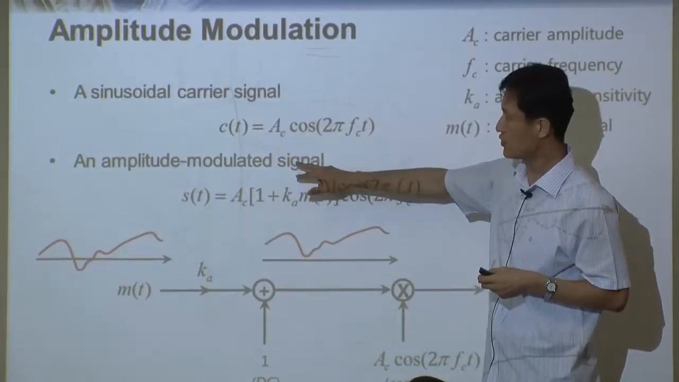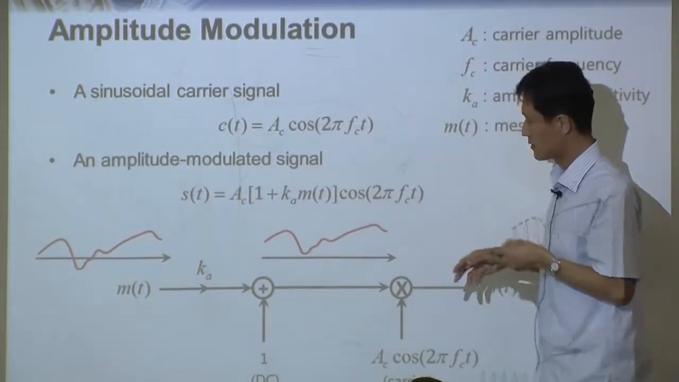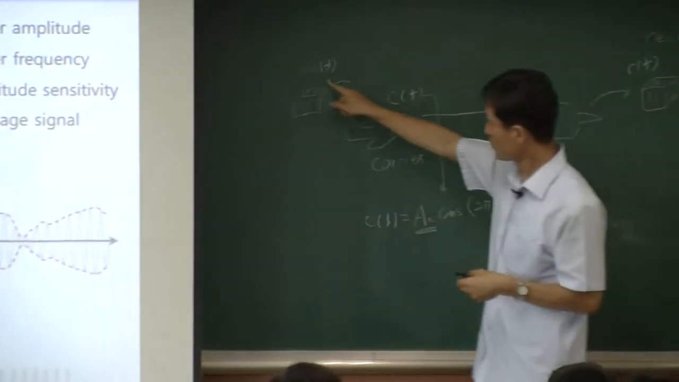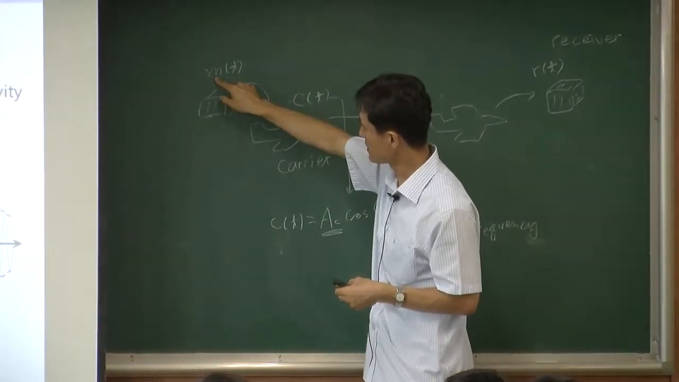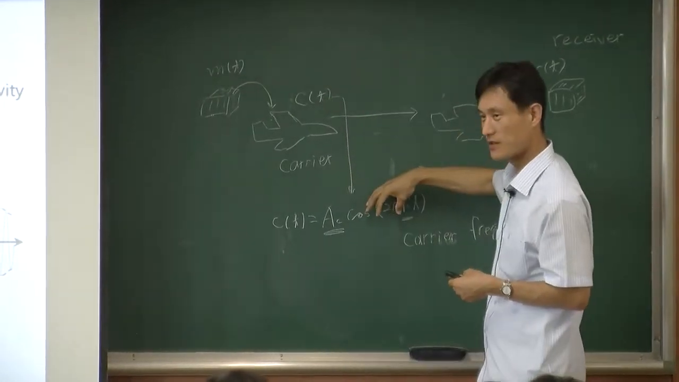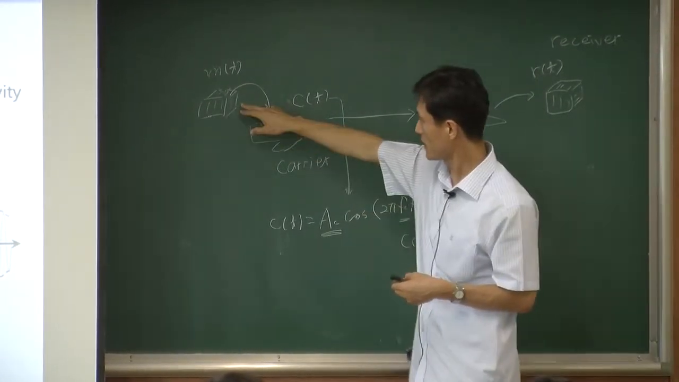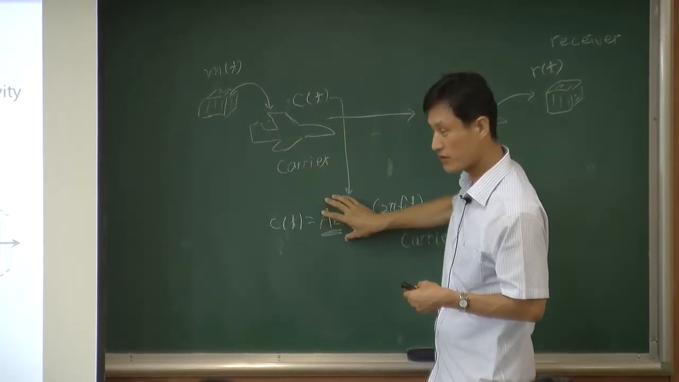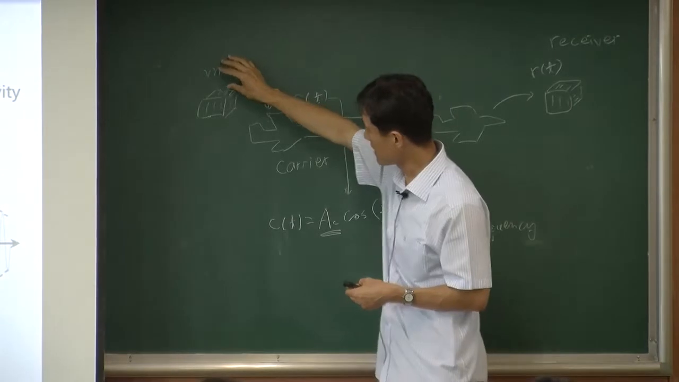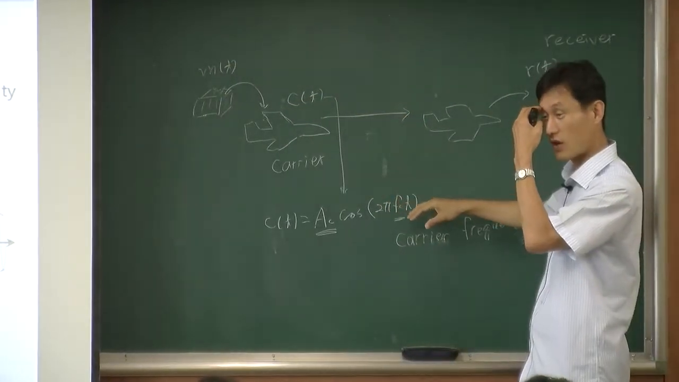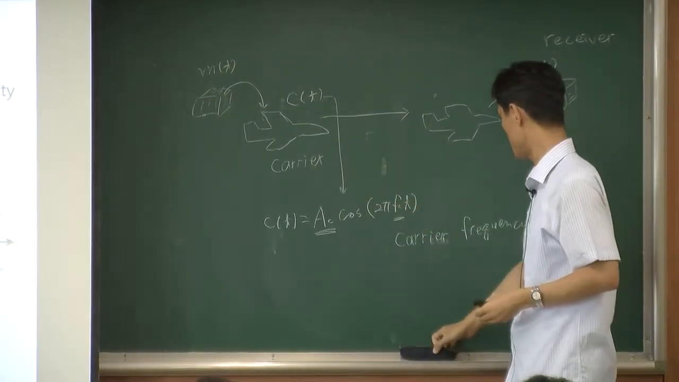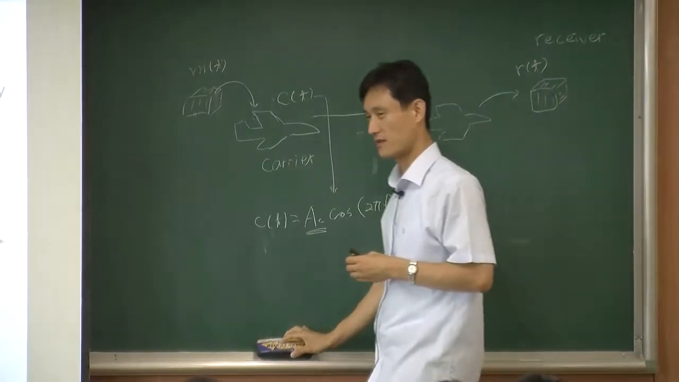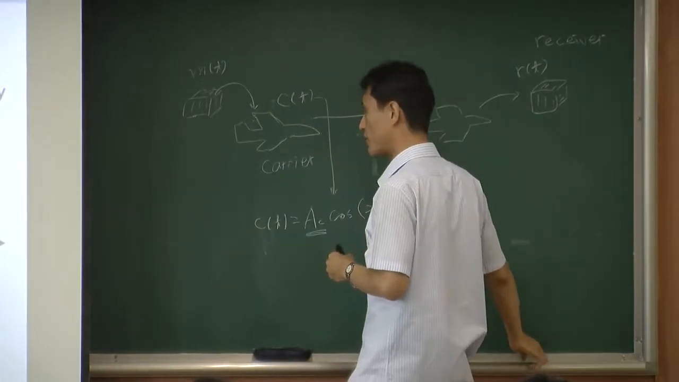Here is the amplitude modulated signal. So what we do is that, using this carrier, we want to use this message and put this message into the carrier, like put this message into the airplane. Now our carrier looks like this. So we want to put the message into the carrier. So how do you combine this message and carrier? There are many ways, many ways. So each way is a different modulation.